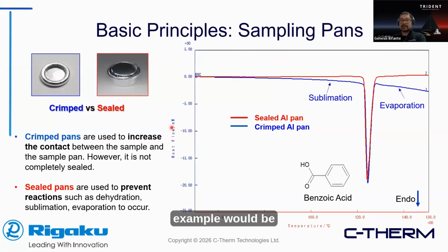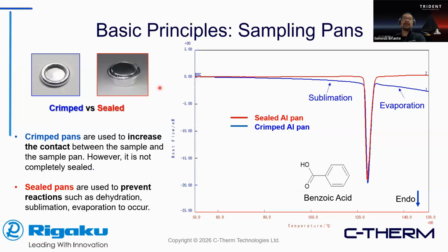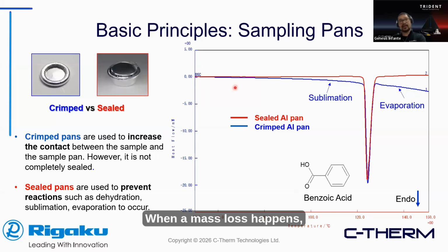Another example would be if you have a crimped or a sealed pan. When it comes to pressure, for example, do you have evaporation or some sort of sublimation where a mass loss is involved? When a mass loss happens, there's typically a shift in the baseline, as you can see right here, in a case where the pan is only crimped rather than sealed.